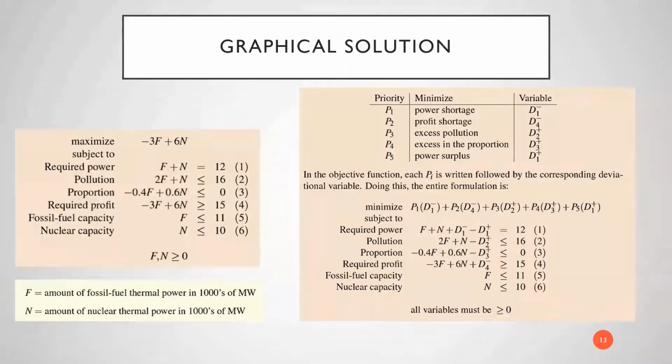So let's move to the graphical solution. Before moving forward, please make sure you read the related question in your textbook. There is an electrical utility that utilizes 2 types of energy sources, including hydro and thermal. The thermal section is based on fossil fuel and nuclear energy. And the model is mainly focused on the thermal-electric station. You can see the model in this slide where F represents the amount of fossil fuel thermal power, and N represents the amount of nuclear thermal power.